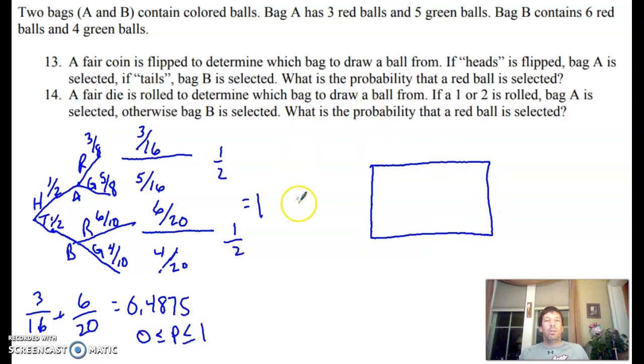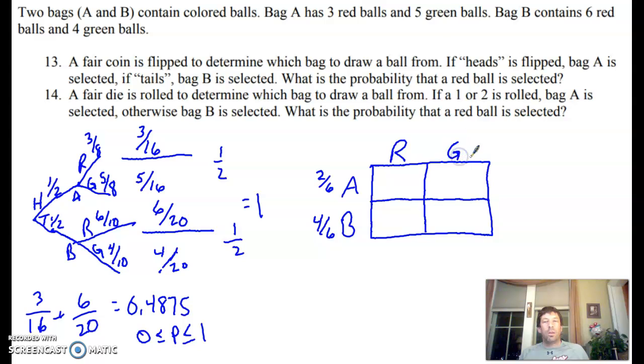So an area model, we would be rolling a die. So if it's a 1 or a 2, we're going to be selecting from bag A. Okay, so that means there's a 2 out of 6 chance that we'll be selecting from bag A, and a 4 out of 6 chance we'll be selecting from bag B. Each of those bags has red and green balls in them.